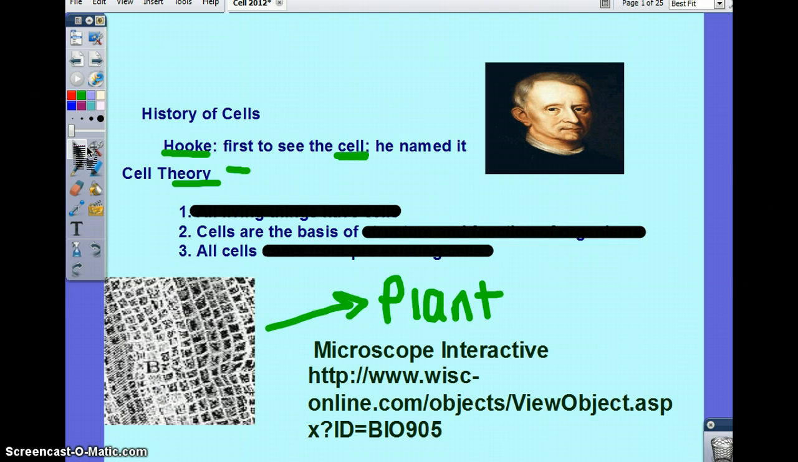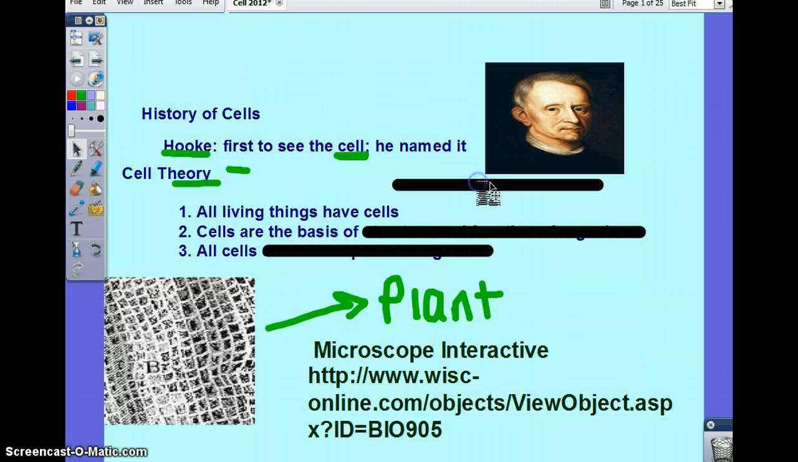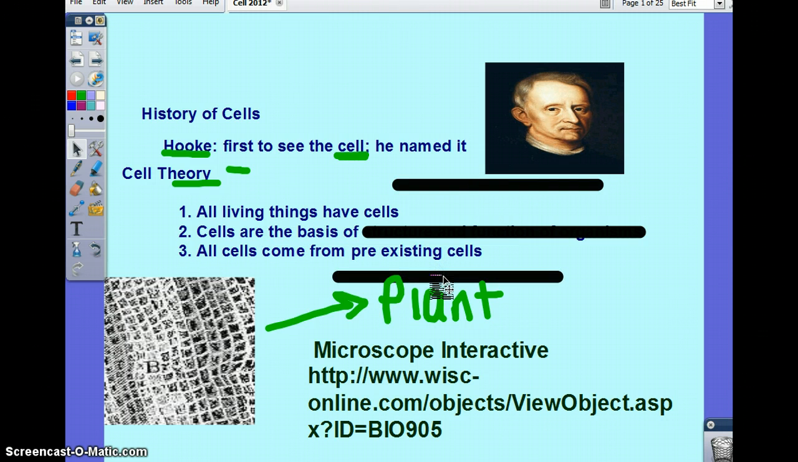All cells come from other cells. Good. All cells come from pre-existing cells. Oh, I put the wrong one. Every living thing has a cell, and all cells come from pre-existing cells. So where did the first cell come from? Raise your hand if you could tell me. God.